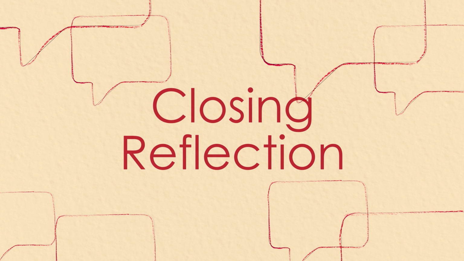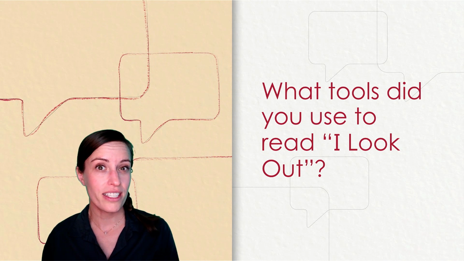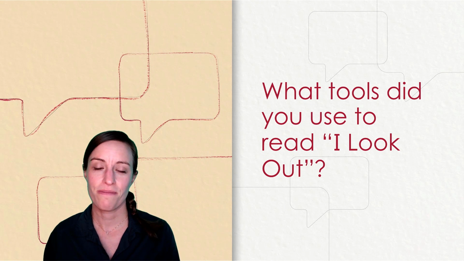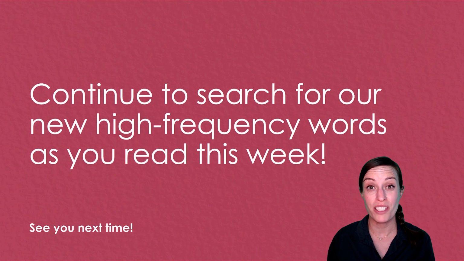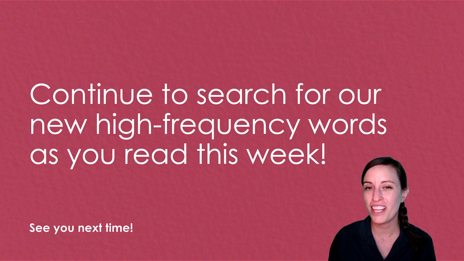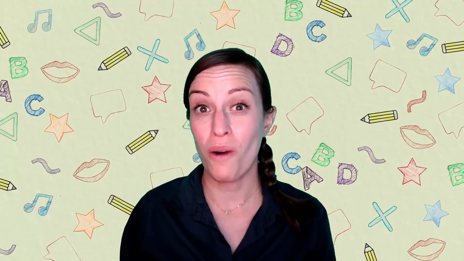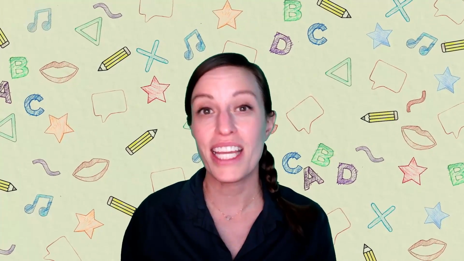Closing reflection. As you are reading today, what tools did you use to help you read the story, I Look Out? I hope that you are thinking about decoding words and spotting those high frequency words that we've been learning about this week. Go ahead and kiss your brain. We'll do some more work with words that have the OU, OW vowel team as we keep learning together.